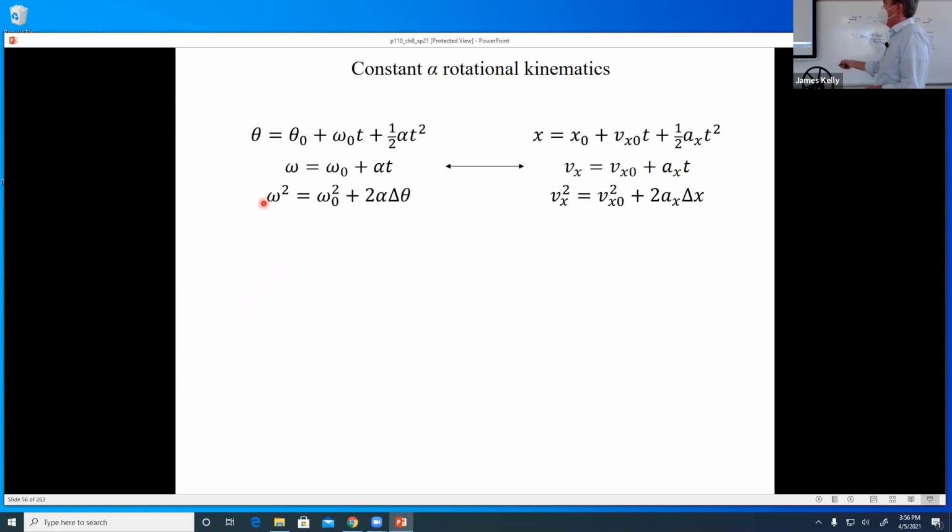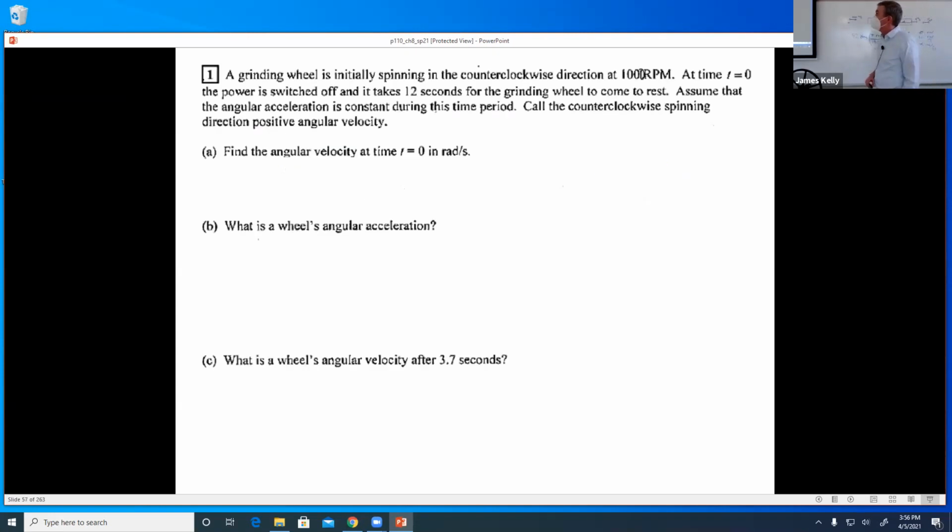Third one, final angular velocity squared equals initial angular velocity squared plus 2 alpha delta theta. That was a delta x before. Okay, so again, there aren't really new kinematics equations to memorize as long as you understand that theta, omega, and alpha are analogous to x, vx, and ax. They're just a different kind of position, if you like, telling us where we are in angle or in rotation rather than where we are on an axis.